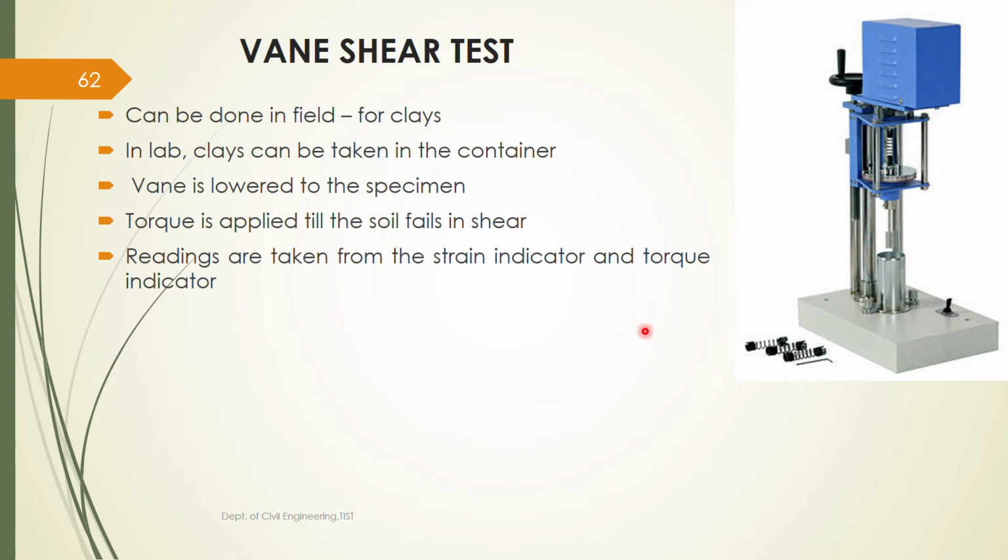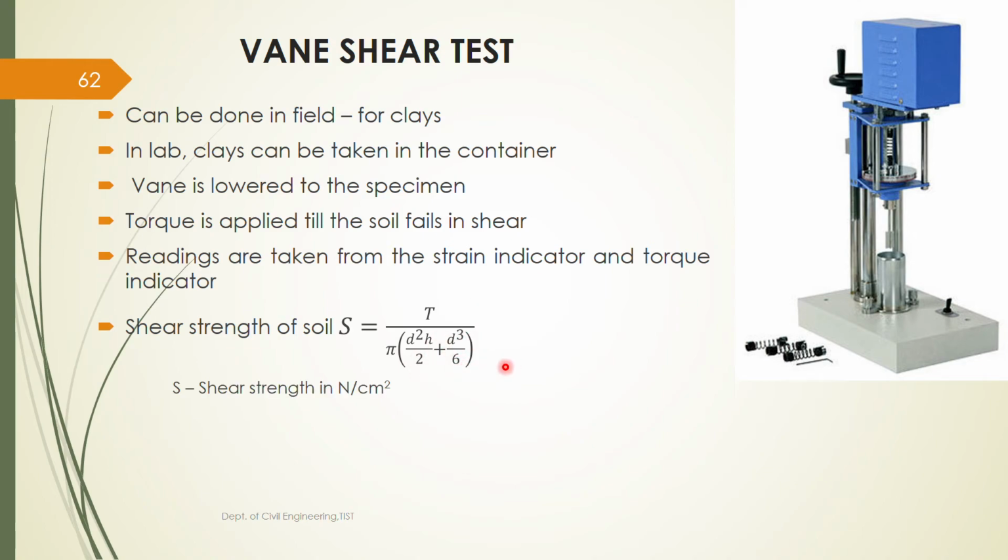From that we can get the value of torque T, and the shear strength of soil is obtained from this equation. The derivation of the equation need not be studied. The equation for shear strength of soil using vane shear apparatus is S = T / (π (D²H/2 + D³/6)). Here S is the shear strength in Newton per centimeter square. T is the torque applied in Newton centimeter. This T can be obtained from the machine itself. There is a torque indicator, and from the machine itself we will be getting this T value.